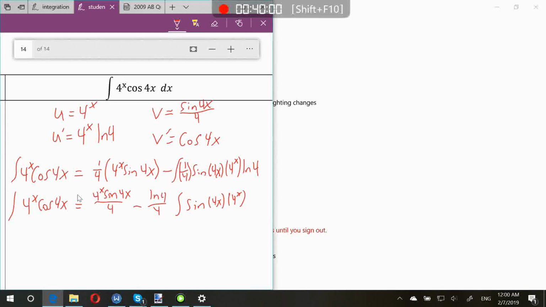Okay, I don't have my original function back yet, so I need to do integration by parts one more time. Last time we derived the 4 to the x, so I have to derive the 4 to the x again. So my new u is 4 to the x again, and my u prime again is 4 to the x ln 4. My v prime is the sine of 4x. What will happen if I integrate the sine of 4x?